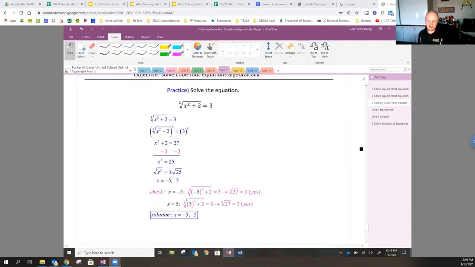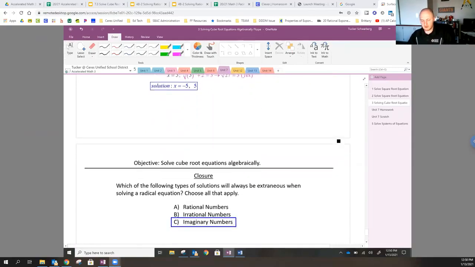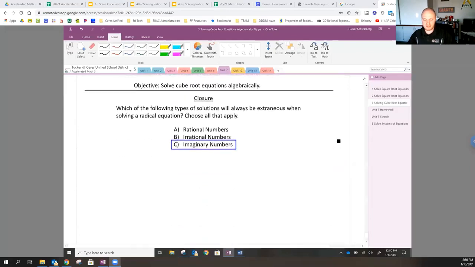Okay, hopefully you paused the video. Here is the solution. X equals -5 and +5. We'll cube each side. We get x squared plus 2 is equal to 27. Subtract 2 on each side, getting x squared is equal to 25. Square root of 25 is plus or minus 5. And when checking, it works out. So that is it. That's going to do it for this lesson.